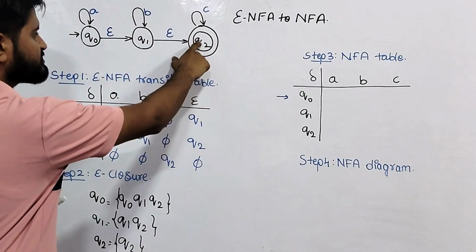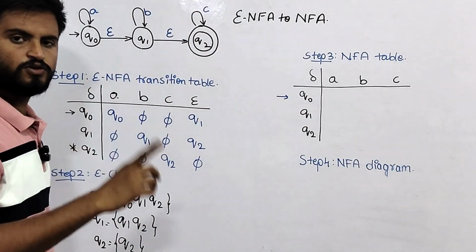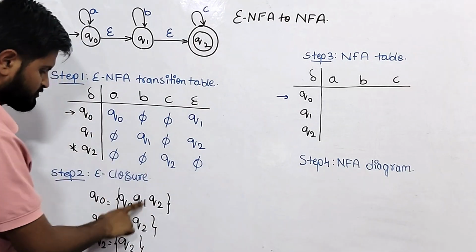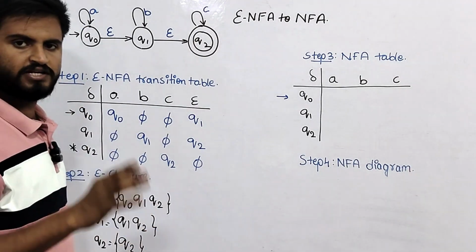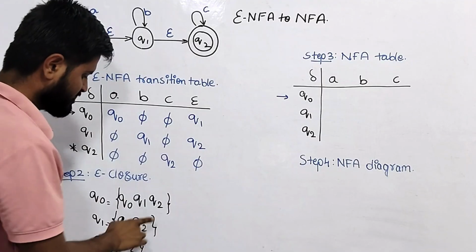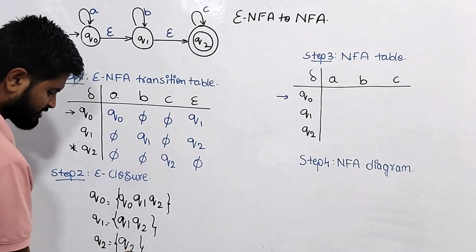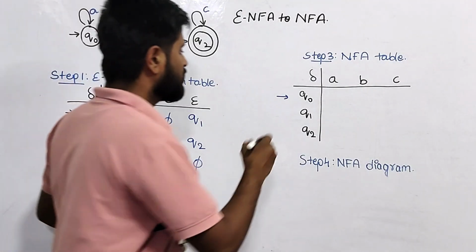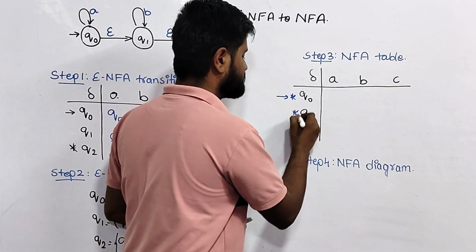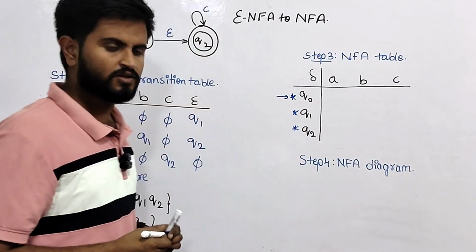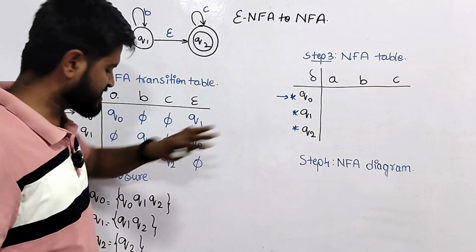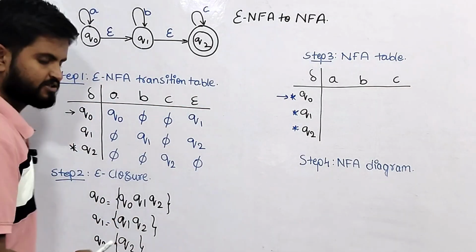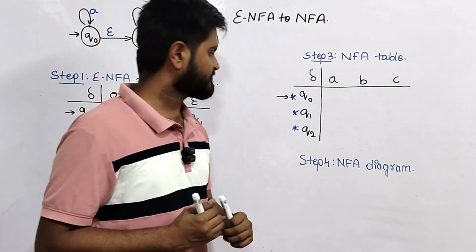Next, Q2 is the final state. So find Q2 in all the epsilon closures. Wherever Q2 is present, those states will be final states. Q2 is here, Q2 is here, Q2 is here. So you can conclude all the three states will act as the final state, because Q2 was present in the epsilon closure of all the states.